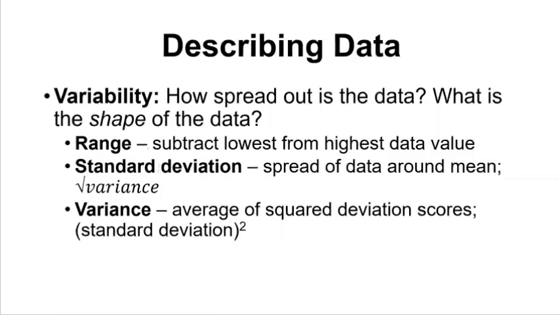Variability is another important quality to look at in your data, looking at how spread out the data is and just generally the overall shape of the data. Values corresponding to variability include the range of the data, calculated by subtracting the lowest value from the highest value, the standard deviation, which is how the data spreads around the mean, calculated by taking the square root of the variance, and the variance, which is the average of squared deviation scores.